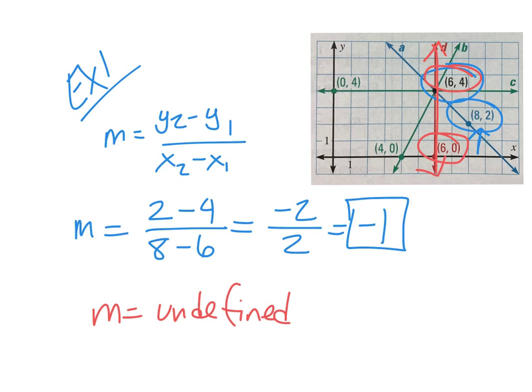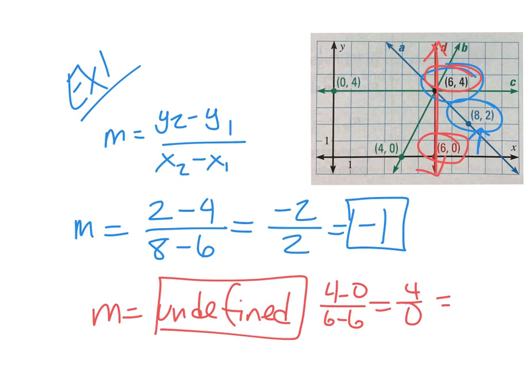So I would say 4 minus 0 over 6 minus 6. Which would be 4 over what? 0. Anytime you get 0 in the bottom of the fraction, that's where you get the undefined. If you ever get where the 0 is on the top, that's going to be your horizontal line. So the slope would just be 0.